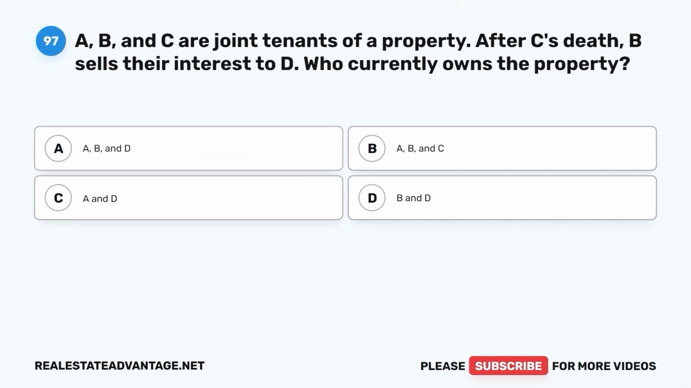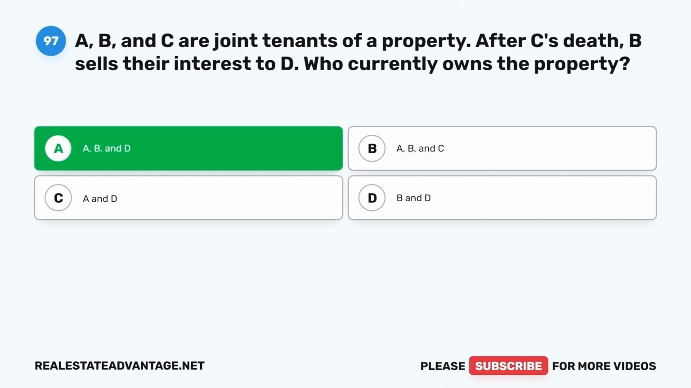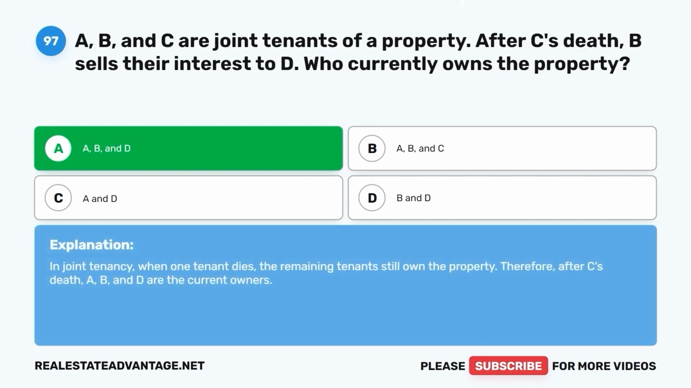Question 97. A, B, and C are joint tenants of a property. After C's death, B sells their interest to D, who currently owns the property. A, B, and D; B, A, B, and C; A and D; B and D. The correct answer is A, B, and D. In joint tenancy, when one tenant dies, the remaining tenants still own the property. Therefore, after C's death, A, B, and D are the current owners.